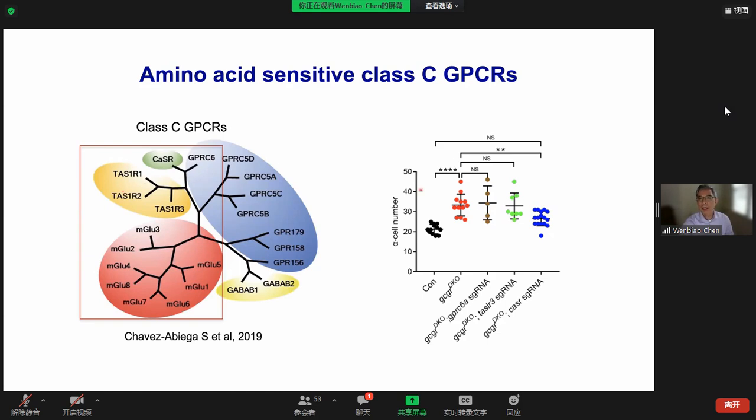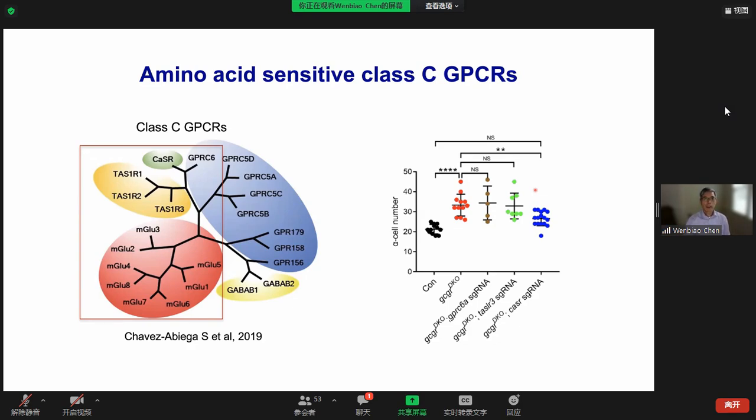And we knocked them out. We found that the other 2 do not decrease the alpha cell hyperplasia phenotype in the double knockout animals, except for CASR. So this indicates that CASR may be participating in this process.